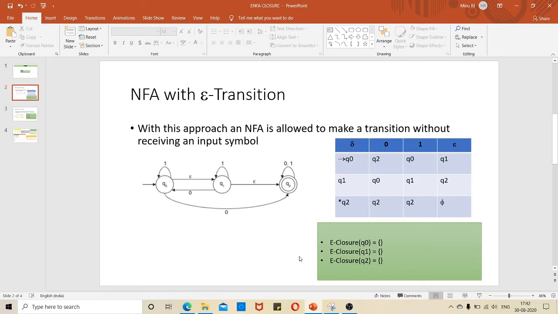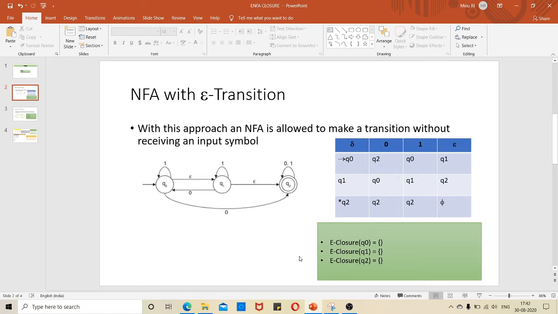So if you have an input of 1 or 0 in a state, we know determinately what will be the next state. Whereas in non-deterministic automata, it's not the case. For an input, it can have more than one possibility. So that is the difference between an NFA and a DFA.